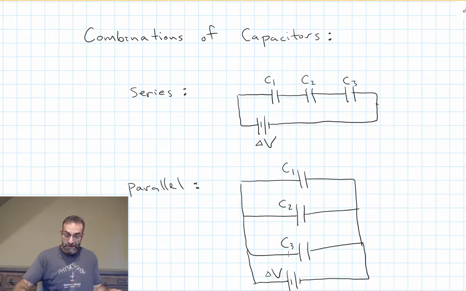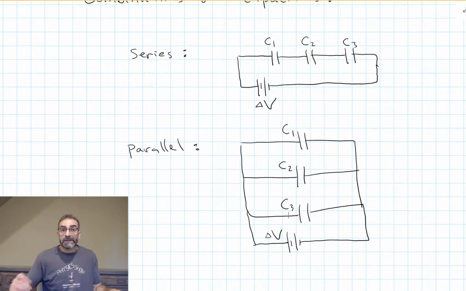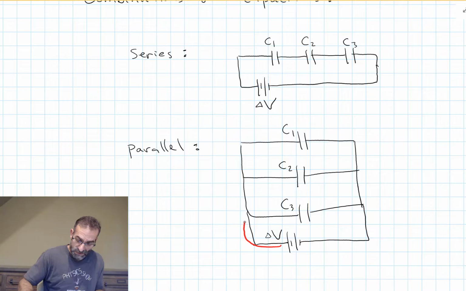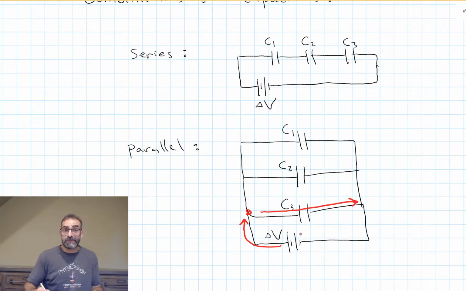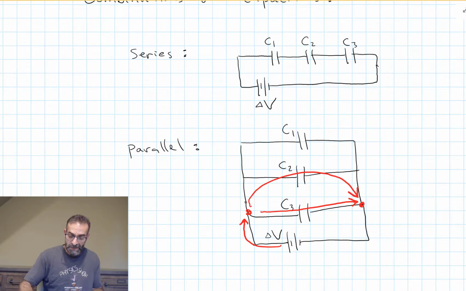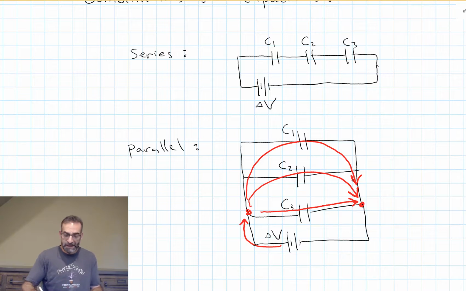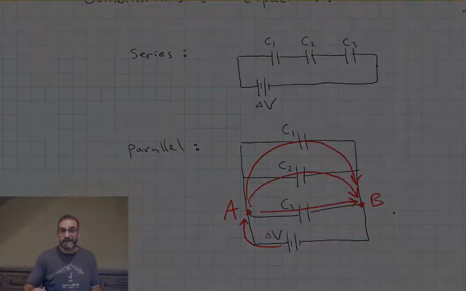Here I have 3 capacitors hooked up in parallel. You can see that if you were hiking along this hiking trail, you would have parallel paths to get to the other side. As you come around from the battery, there's a fork in the road. You can take a path through C3 to get to the other side, or you can take a path through C2, or you can take a path through C1. These are parallel paths from point A to point B in the circuit.